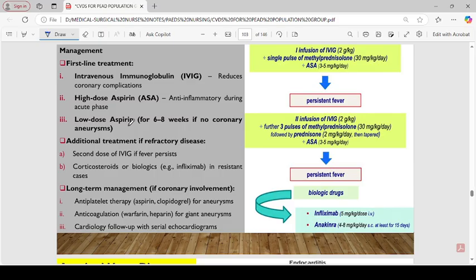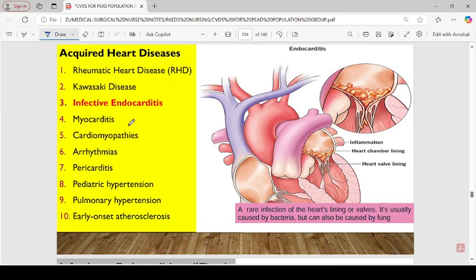Additional treatment includes a second dose of IVIG if fever persists, or corticosteroids or biologics like infliximab in resistant cases, right? Okay. So guys, we are done with Kawasaki disease. We can now attempt the free quiz on Kawasaki disease.